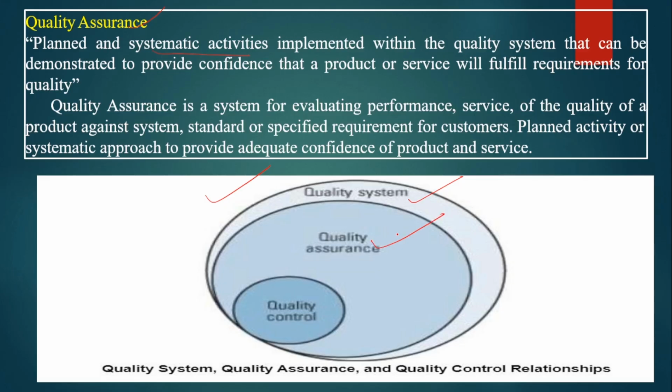Inside it is the quality assurance, which focuses on processes to ensure quality standards are met. The innermost is the quality control, which involves specific testing and inspection activities to detect and correct the defects in the products. This layered structure demonstrates how quality control is a part of the broader quality assurance activities, which are themselves part of the overall quality system.